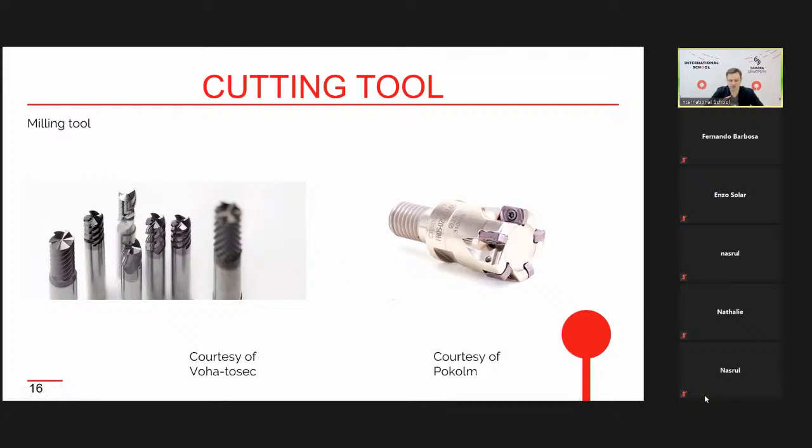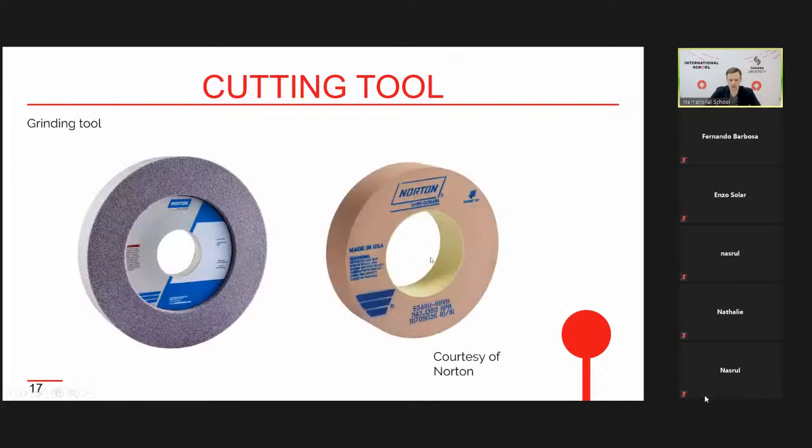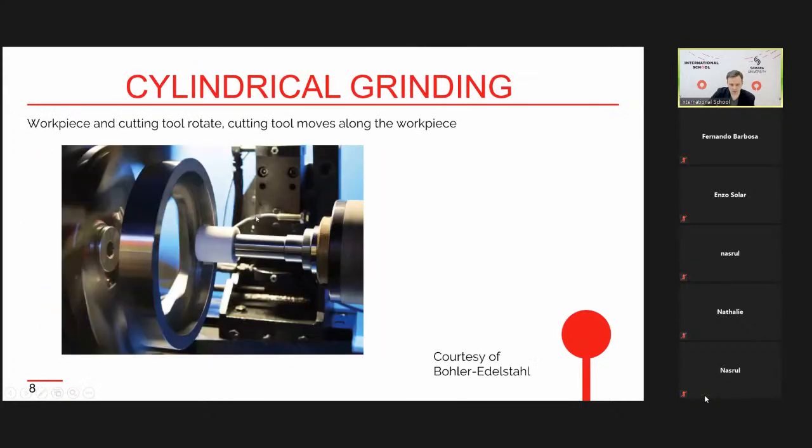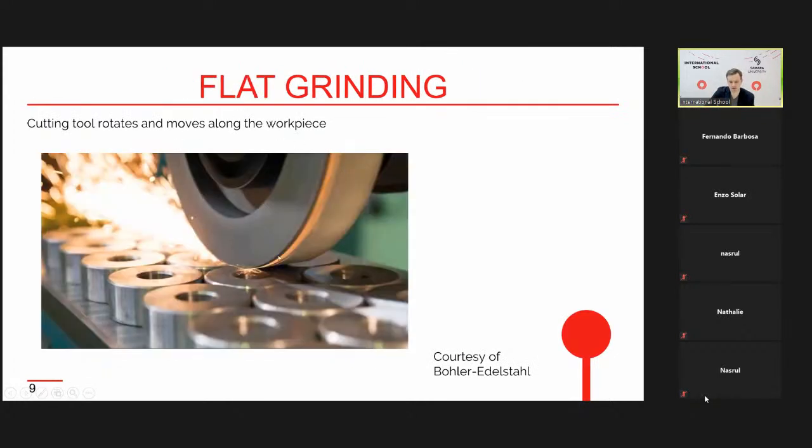Of course, there are a lot of different geometries of cutting tools in milling, and it's another topic, another lecture, or even several lectures to discuss different types of milling and also turning and drilling tools. I will show you only some basic examples. Okay, the next example is an example of grinding tools. Let's go back to the grinding processes. Here we can see a relatively small grinding tool. And here the diameter of the cutting tool is bigger.